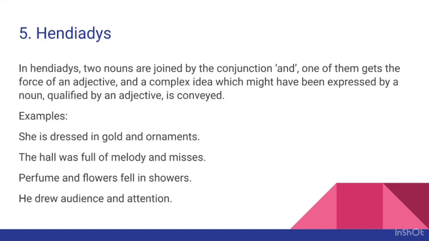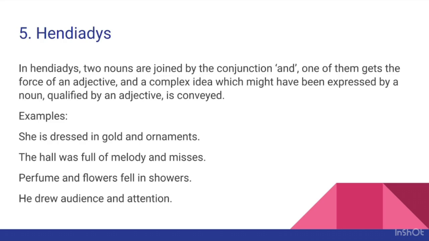So, let's look at the examples. She is dressed in gold and ornaments. So, two nouns, gold and ornaments, are connected by and. The first noun, gold, acts as an adjective here, and a complex idea, golden ornaments, is expressed. Okay? The second example, the hall was full of melody and music. Here, two nouns, melody and music, are connected by and. The first noun, melody, acts as an adjective, and a complex idea, melodious music, is expressed.